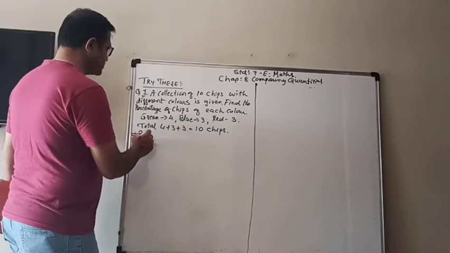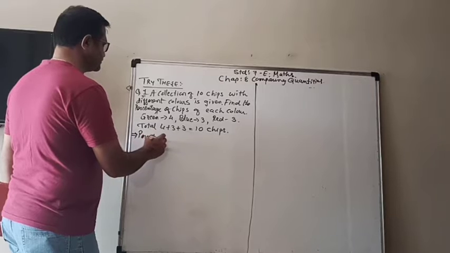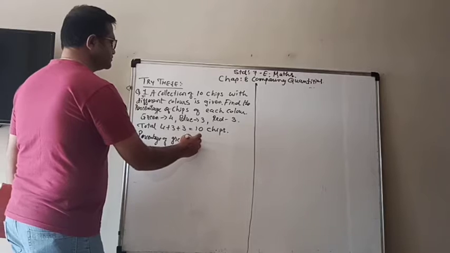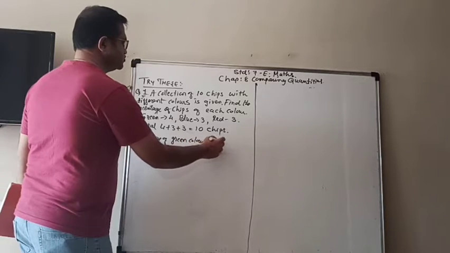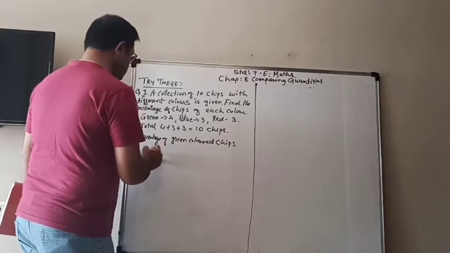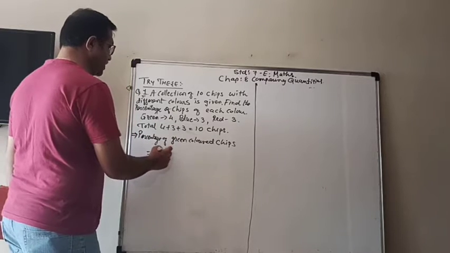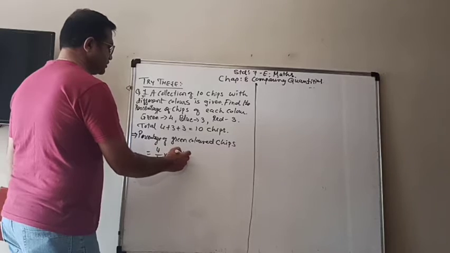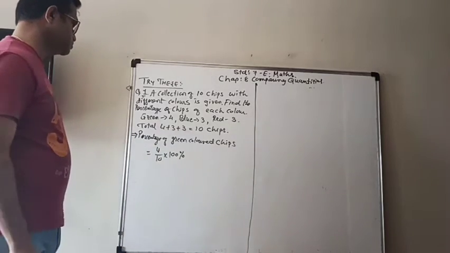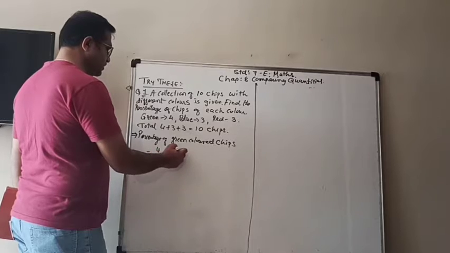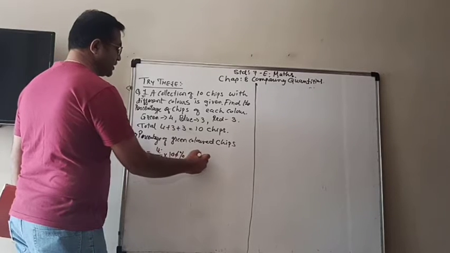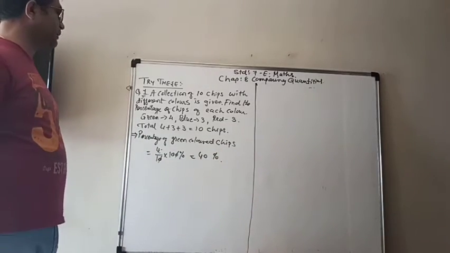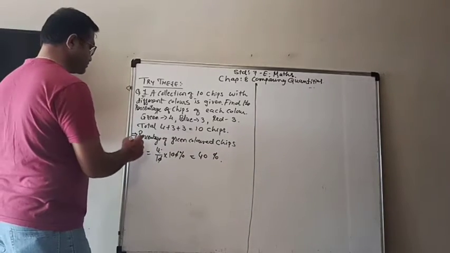So now, percentage of green colored chips. You know that for green color there are 4 chips out of how many? 10. So multiply by 100%. Now we cancel that, so it is equal to 4 tens are 40%. So there are 40% green colored chips.